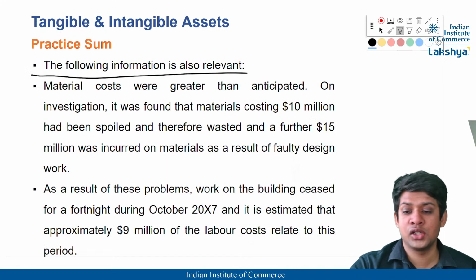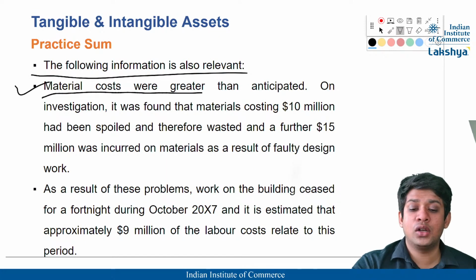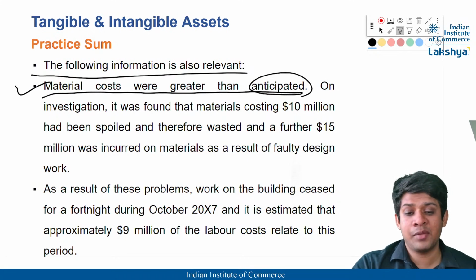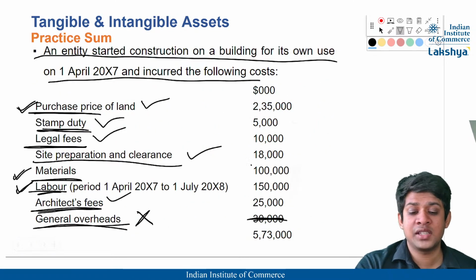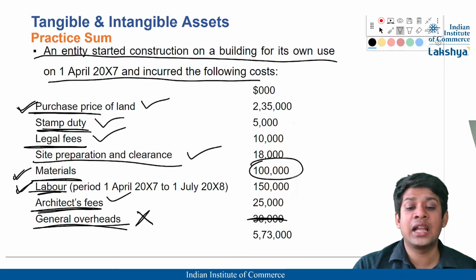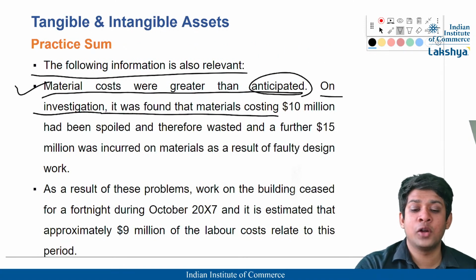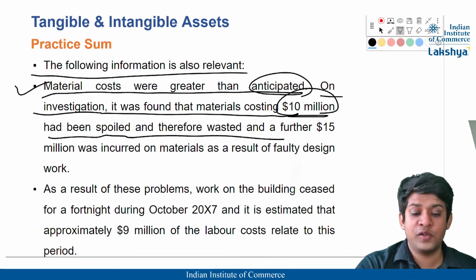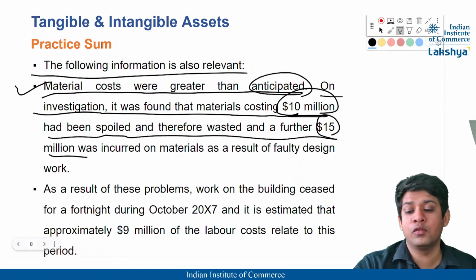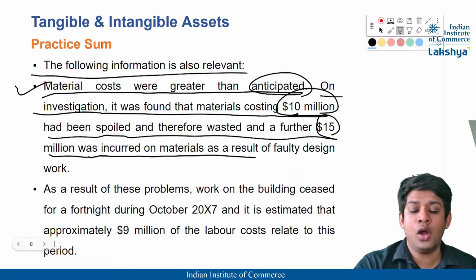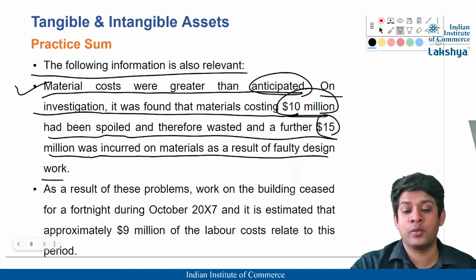The following information is also relevant. Material costs were greater than anticipated. Okay, so I anticipated some amount, but the material costs that I have stated here are greater than I anticipated. On investigation, it was found that material costing $10 million has been spoiled, and therefore a further $15 million was incurred on materials as a result of faulty design work.